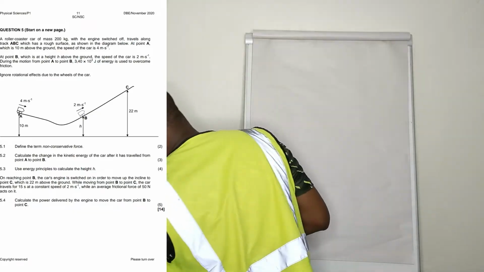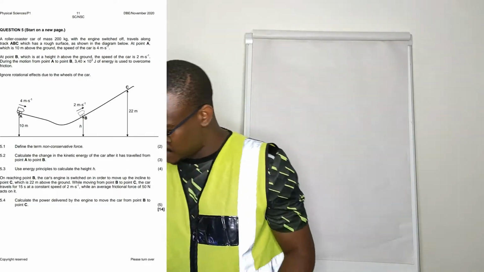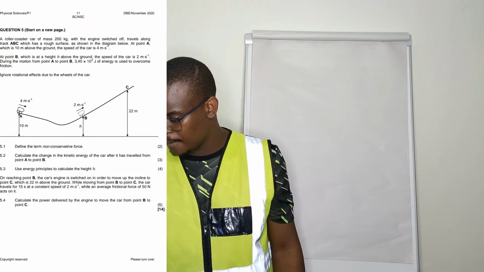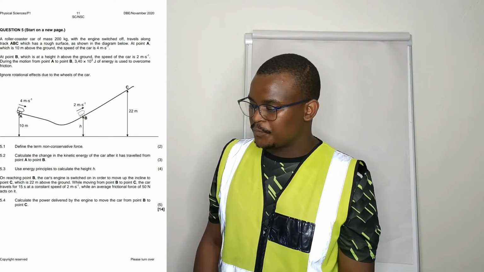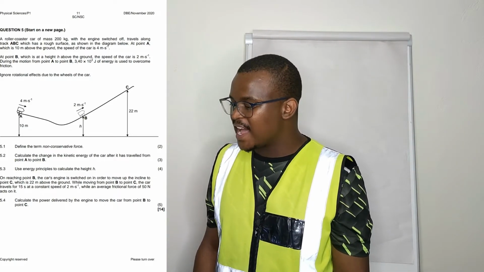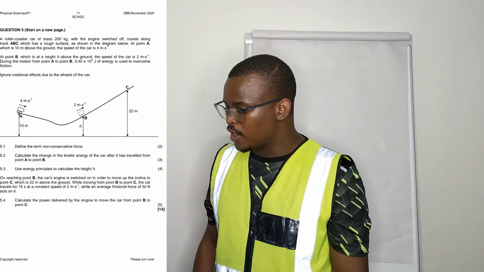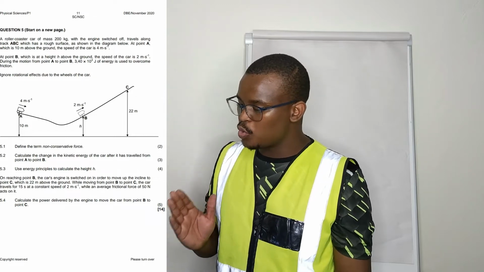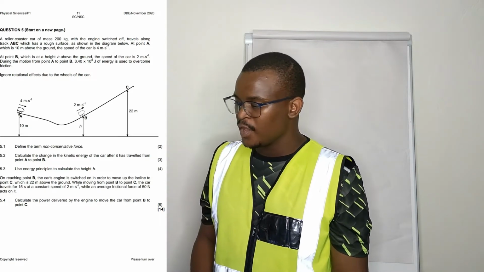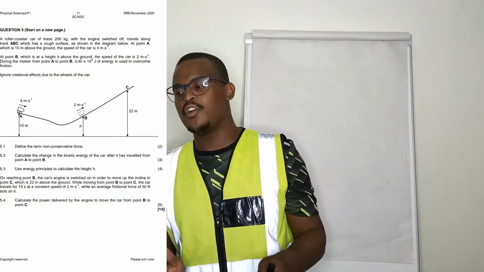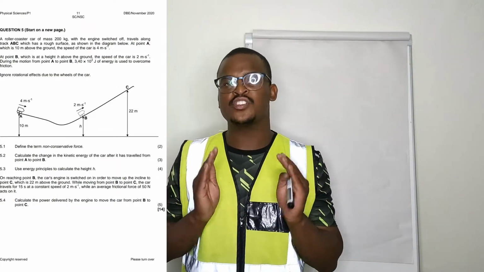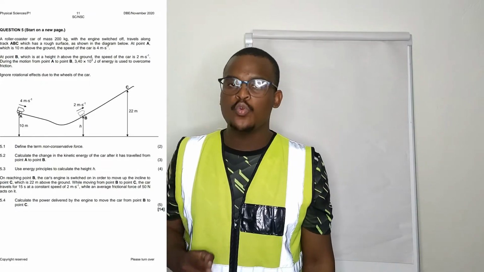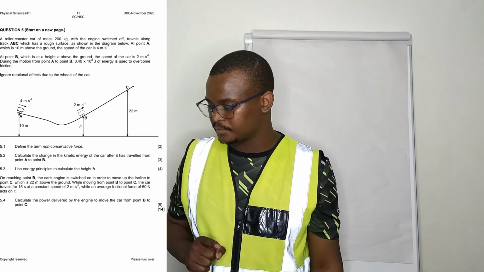Of question 5. Let's go. This question reads as follows. On reaching point B, the car's engine is switched on in order to move up the incline to point C, which is 22 meters above the ground. So now, when this car of yours gets to point B, the engine is switched on so that it can move up the incline and reach point C, which is 22 meters above the ground.